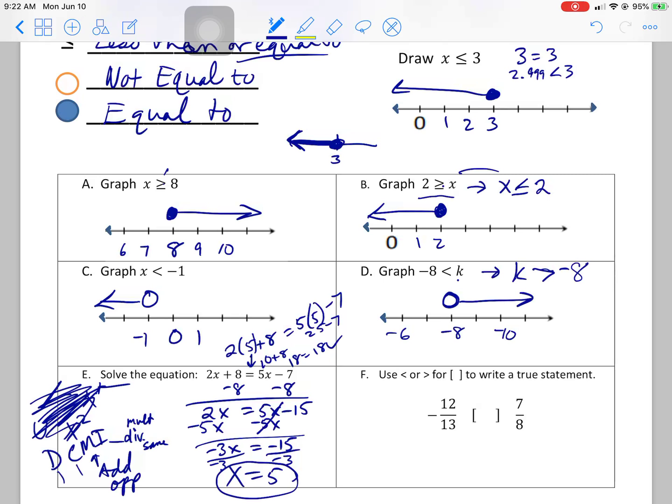And then this one says use the less than or greater than symbol to write in here to write a true statement. Well, I could do some math, or I could just notice that this is a negative number. Negative numbers are always less than positive numbers. Okay? All right.